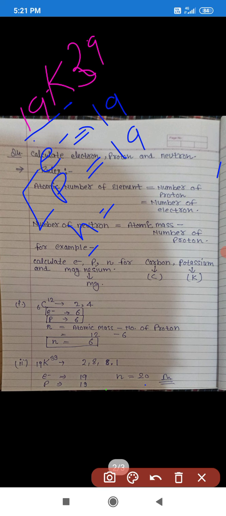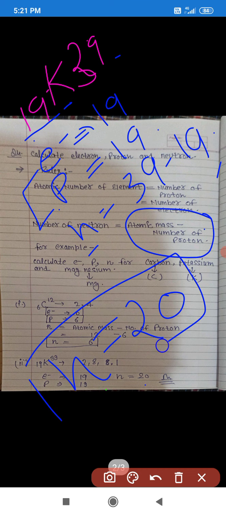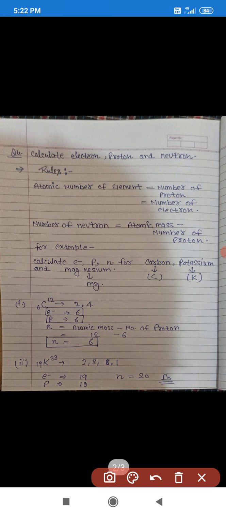Now the question, how to calculate neutron. For calculating neutron, the formula is atomic mass minus atomic number. The atomic mass is 39, so we write here 39 minus number of protons. The number of protons is 19, so 39 minus 19 equals 20. So the number of neutrons is 20. Okay, it is very simple, right? Now I am taking another example.